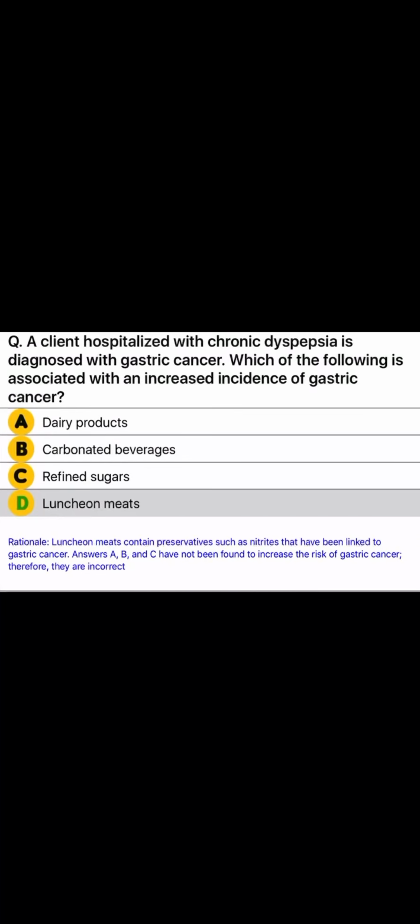the priority. Q. A client hospitalized with chronic dyspepsia is diagnosed with gastric cancer. Which of the following is associated with an increased incidence of gastric cancer? A. Dairy products. B. Carbonated beverages. C. Refined sugars. D. Luncheon meats. Rationale: Luncheon meats contain preservatives such as nitrites that have been linked to gastric cancer. Answers A, B, and C have not been found to increase the risk of gastric cancer, therefore, they are incorrect.